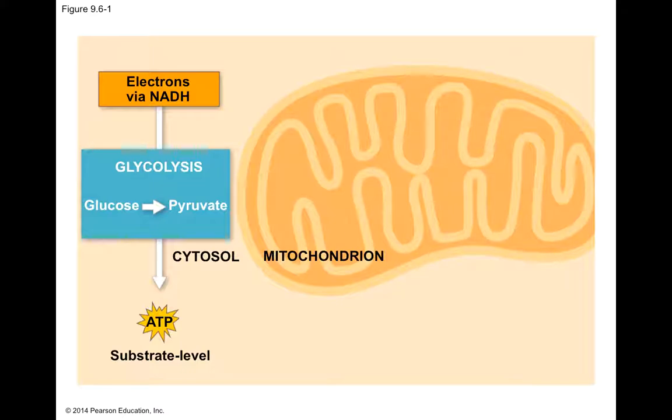The first stage is called glycolysis, which literally means splitting glucose. This is where we start off with a molecule of glucose, which has 6 carbons, and break it up into 2 molecules of pyruvate, which is a 3-carbon molecule. This is a multi-step pathway that produces some molecules of NADH and some ATP. Also notice that glycolysis takes place in the cytosol of the cell, not in the mitochondria.